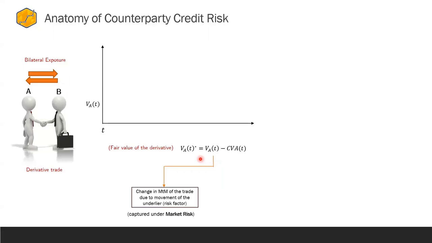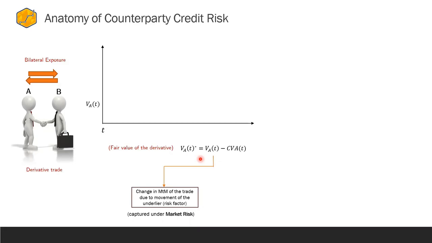This is the part that we just talked about, right? We'll take sensitivities of the derivative. For example, let's say Black-Scholes delta, and then use that to calculate the change in value of the derivative. This part is capitalized under market risk, simply because this part is vulnerable to market price movements, which in this case is the underlier.